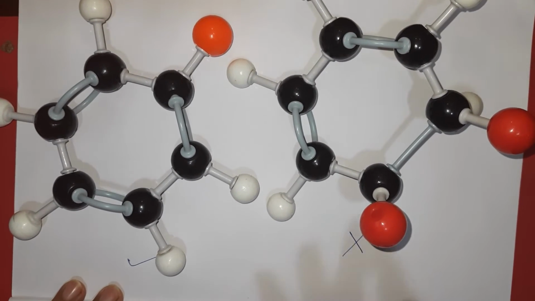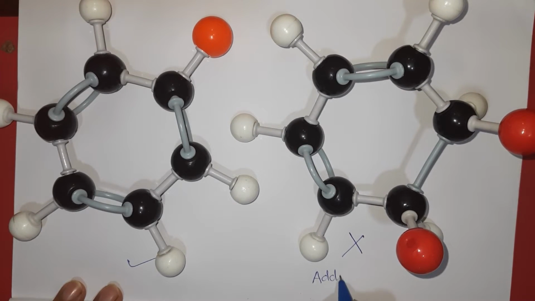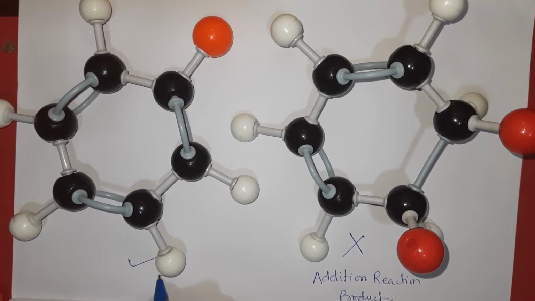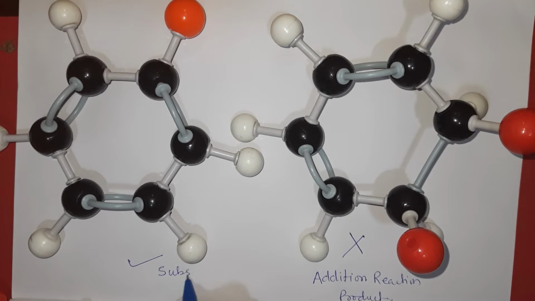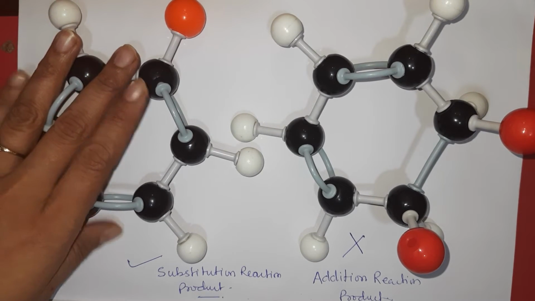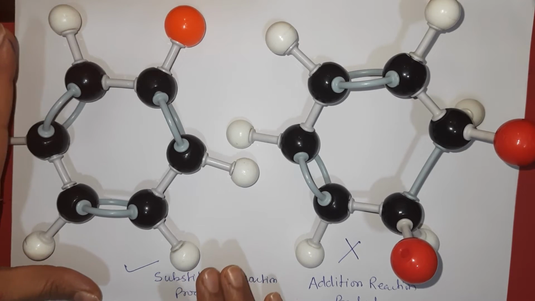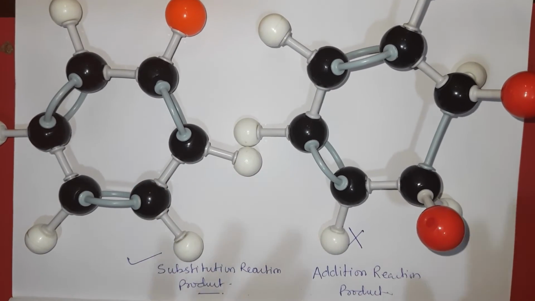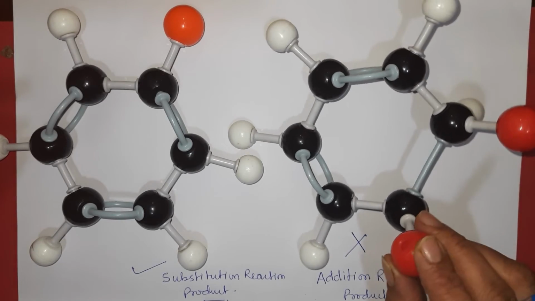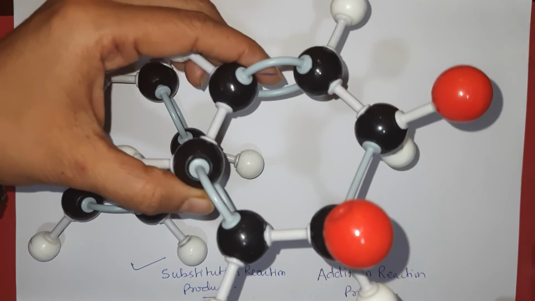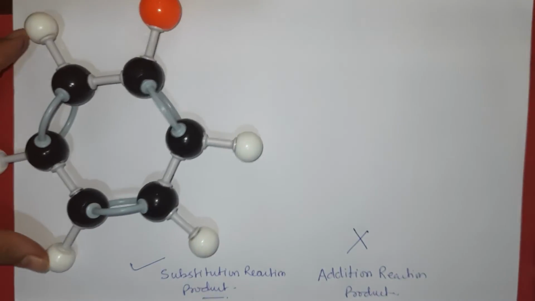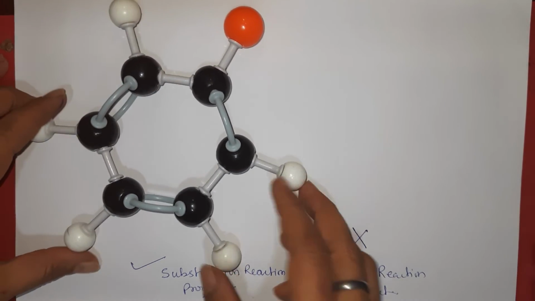So here, this is the addition reaction product, and this is the substitution product. The substitution takes place in the benzene ring because there is no change in the aromaticity of the molecule, and the planarity is the same. But in the case of addition reaction, the aromaticity is disturbed, and the planarity of the benzene ring is also disturbed, because you can see here that this compound is no more planar in nature. Even after the substitution reaction, the planarity of the benzene ring is maintained.